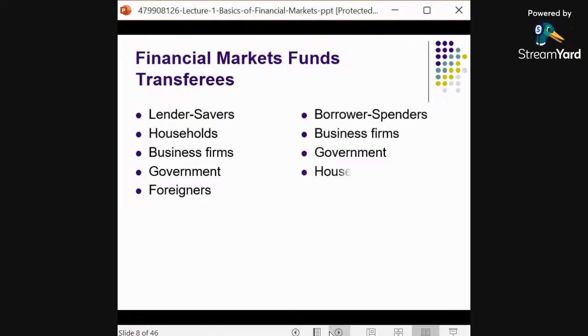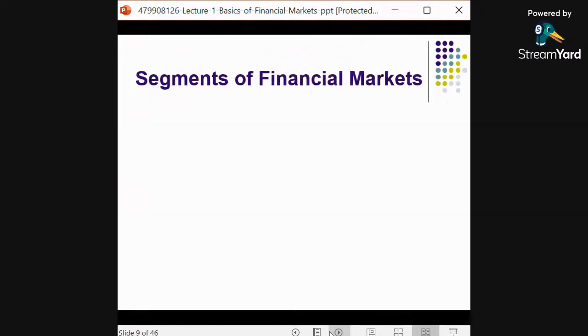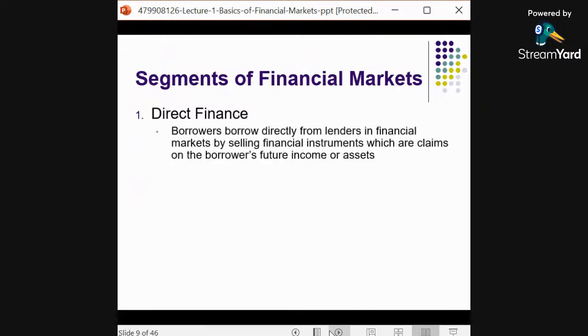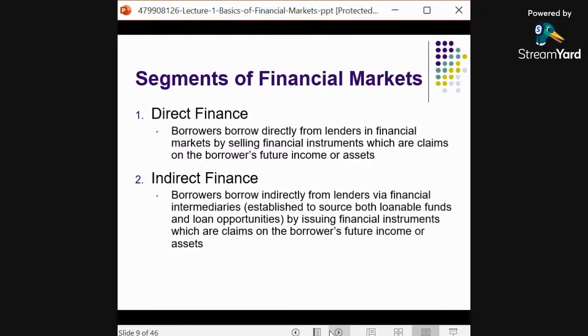So I've already talked about this. Next, the segments of financial markets. So direct finance: the borrowers borrow directly from lenders in financial markets by selling financial instruments, which are claims on the borrower's future income or assets. Indirect finance: borrowers borrow indirectly from lenders via financial intermediaries, which are established to be a source of both loanable funds and loan opportunities by issuing financial instruments, which are claims on the borrower's future income or assets.